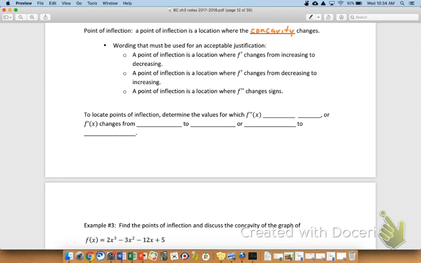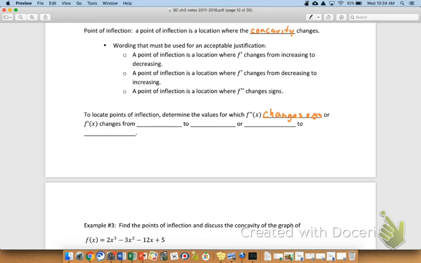To locate points of inflection, determine the values for which f double prime of x does what? Changes signs. There you go. So you might say, gosh, why are we kind of repeating this? Some of you will be able to identify with this. Last year, veterans, so many times I would say, hey, we're looking for inflection points, and where do those happen? And somebody would always raise their hand and say, it's where f double prime equals 0.